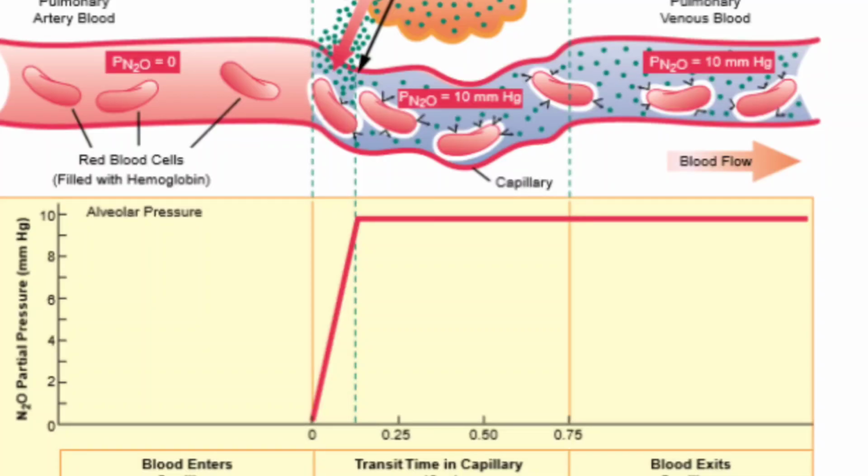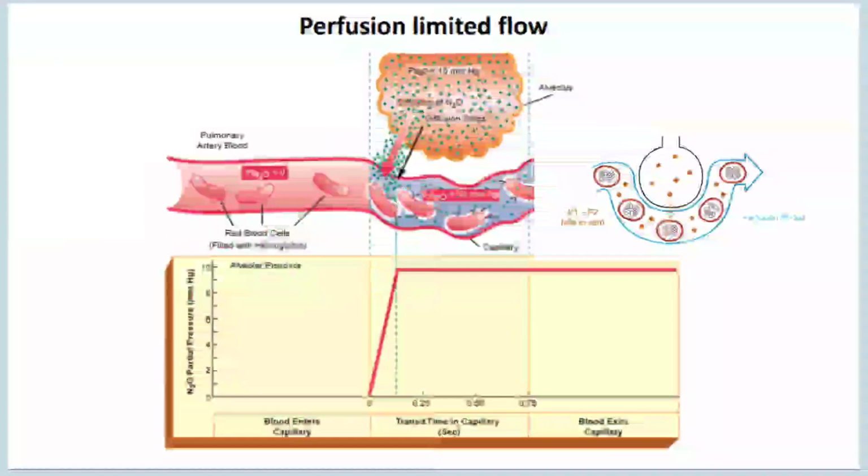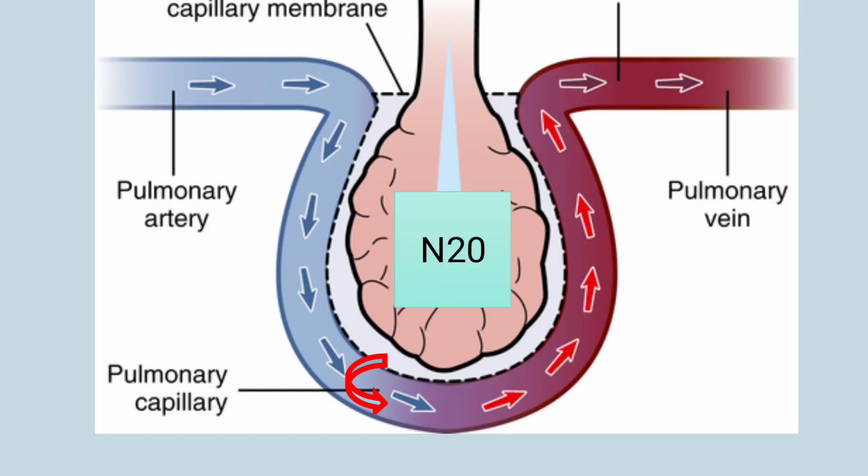Okay, so in this situation how can we increase the further diffusion of N2O? Already the saturation has been achieved. Saturation is achieved means no further diffusion is possible. So within this 0.75 second, if we want to increase the N2O diffusion further, what we need to do is put a fresh set of blood into the alveolar capillary. This fresh set of blood must enter into the capillary.